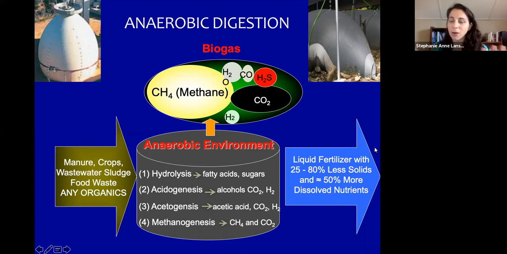And then what comes out is, you can think of it as taking broccoli or manure or something that's very solid, and it comes out like a brown tea. So you reduce those solids. The carbon that was there has been going to smaller and smaller chains and then goes up to CH4 and CO2. But your nitrogen, your phosphorus is now liquid.